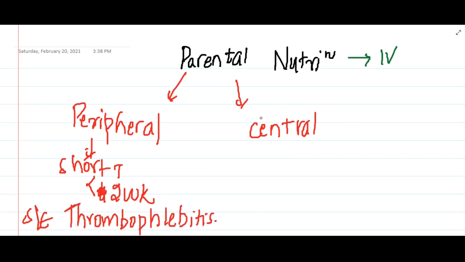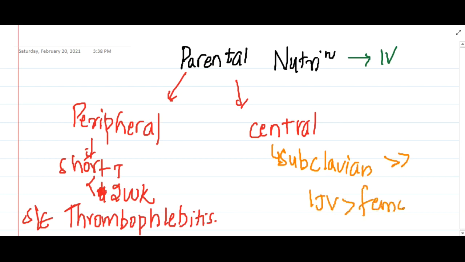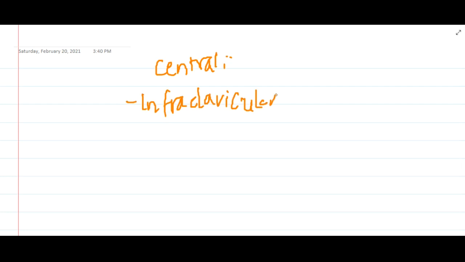And for the central vein, if you want to know some points about central parenteral nutrition, the subclavian vein is mainly preferred, followed by the internal jugular vein, followed by the femoral vein, but the main preferred is the subclavian vein. In central parenteral nutrition, we can use an approach below the clavicle, that is, the infraclavicular subclavian vein approach is preferred.